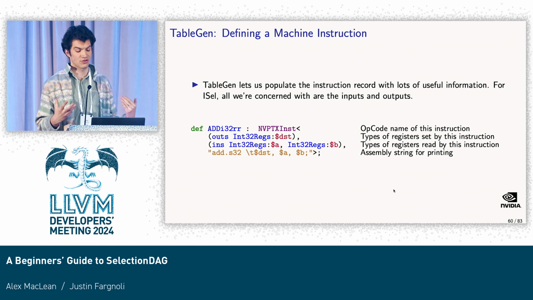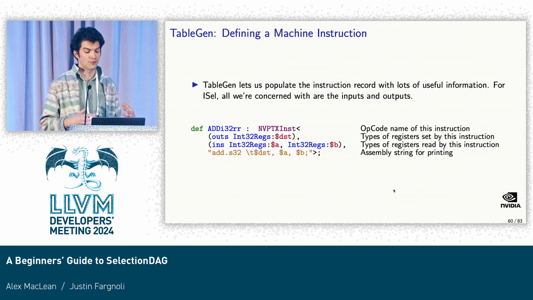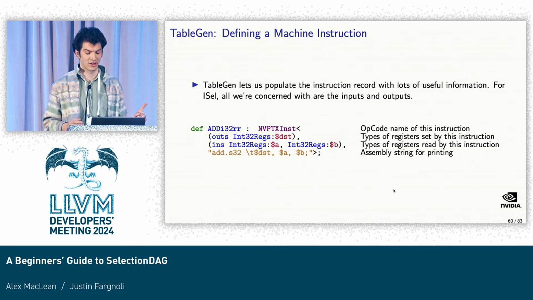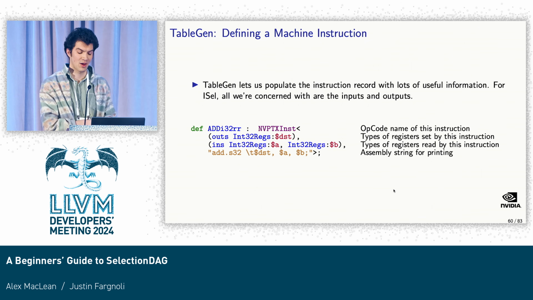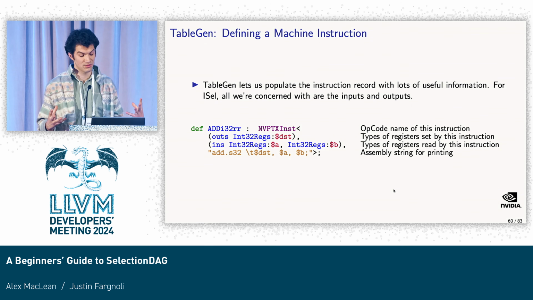we need to define a machine instruction that we're going to produce. TableGen lets us populate machine instruction entries with a lot of useful information that can be used in many different places, such as the assembly printer or the machine IR transformation passes. For SelectionDAG, there are really three key pieces of information that we need to care about. The first is the opcode name for this instruction. So in this case, that's add I32RR. This is going to go into a big enum, and it's going to become the opcode of our SD node.